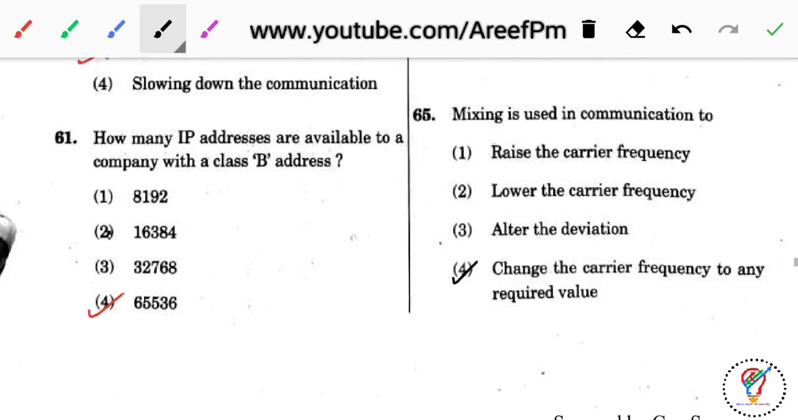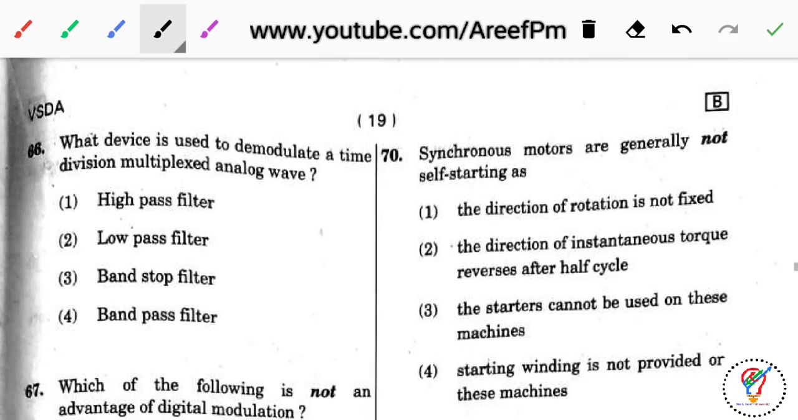Okay, so next question here, the 66th question: which device is used to demodulate a time division multiplexed analog wave? It is going to be a band stop filter. Sorry, it's a low pass filter. Please make a correction. 66 is a low pass filter. Make a correction here. This is the answer.